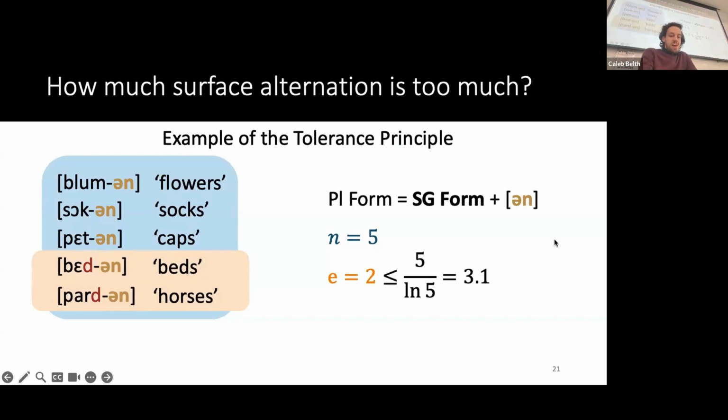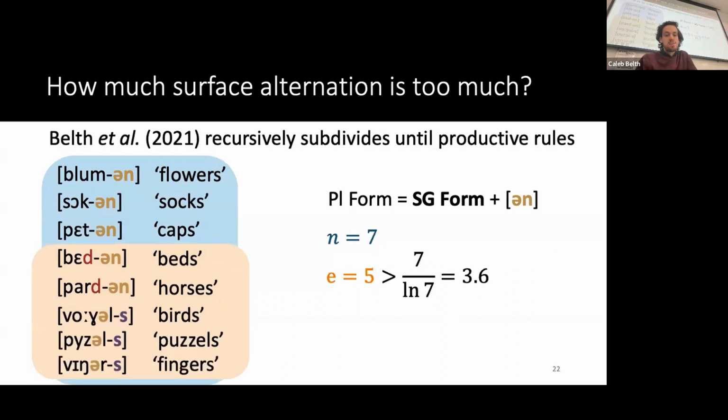But 2 is less than 5 over the natural log of 5, which is 3.1. So that's a tolerable number of exceptions. On the other hand, in most cases, you're not just going to have one rule that applies over the whole set of words that the learner knows.